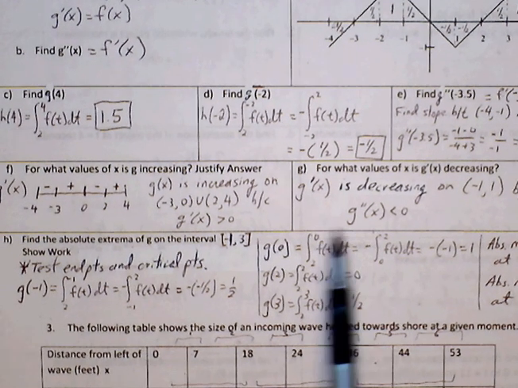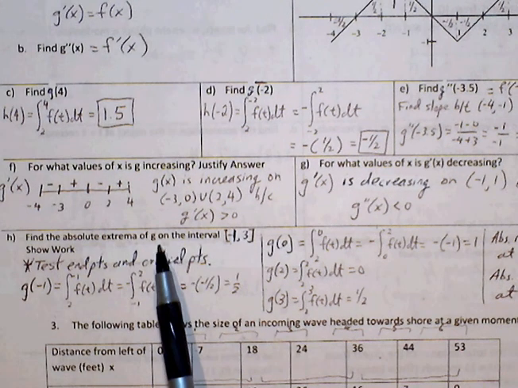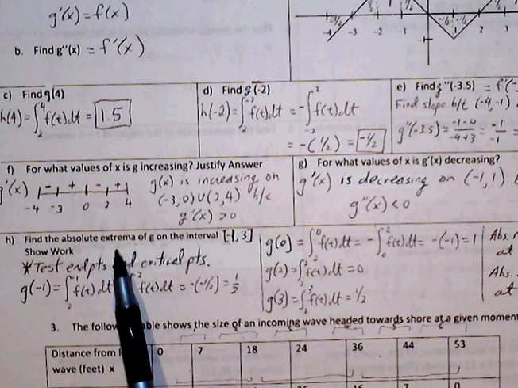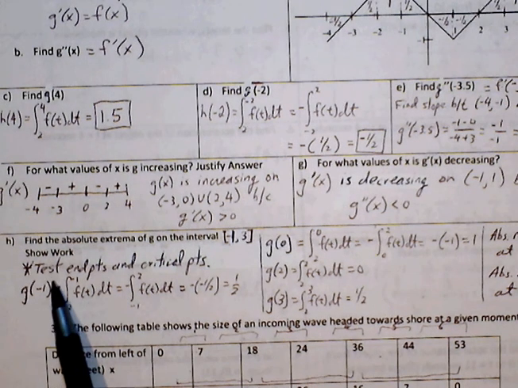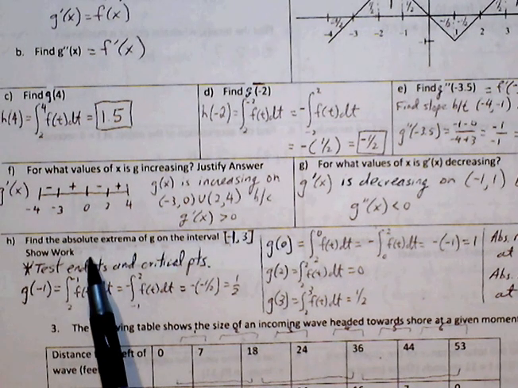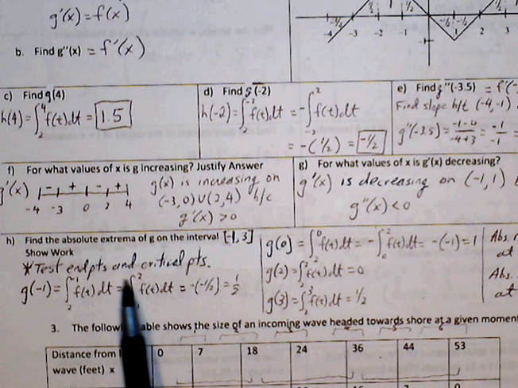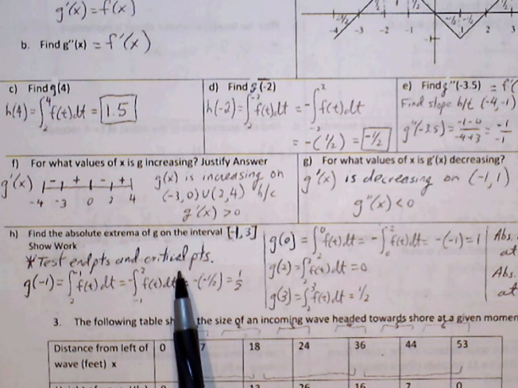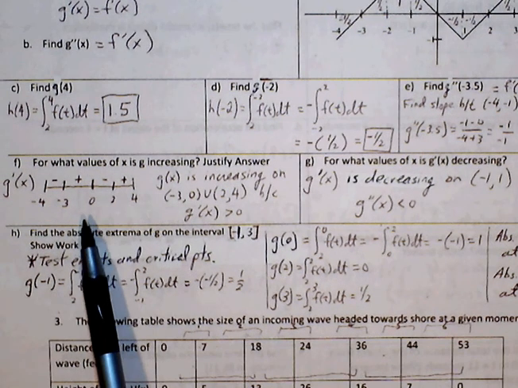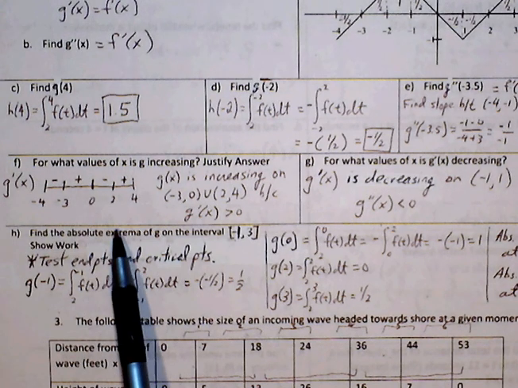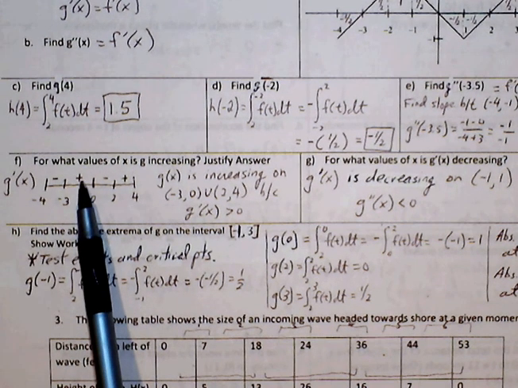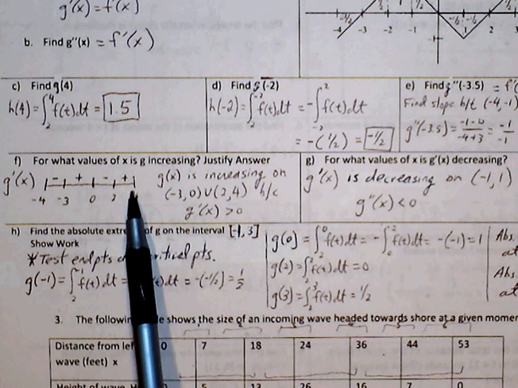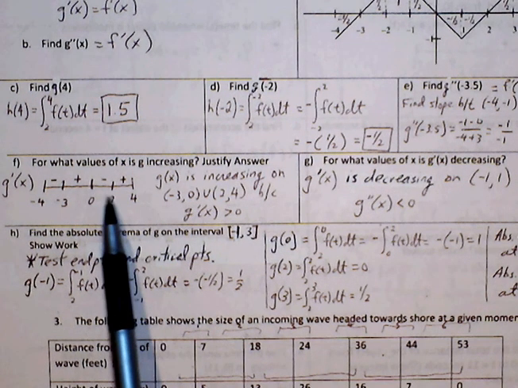Okay, part H, find the absolute extremum of g on the interval from -1 to 3. So if we want to find absolute max and absolute min on the closed interval, we can use extreme value theorem, which tells us that we're going to be testing endpoints and critical points. These are the only potential points where your absolute max and your absolute min can occur. So between -1 and +3, we're going to be testing obviously -1, testing +3, and testing the two critical points in between, 0 and 2.